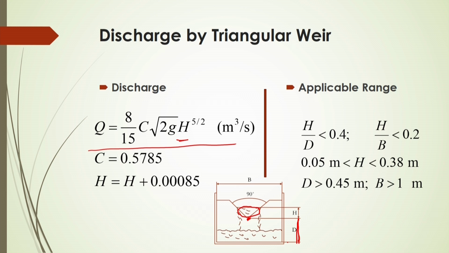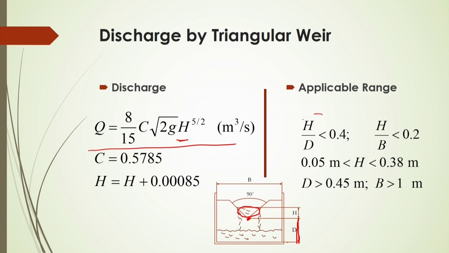This equation will give you what will be the discharge, and C is called the weir constant, it is generally 0.5785 for triangular weir. This type of equation is generally an empirical equation, and it is actually valid only within a certain range of flow rate and also our geometrical variables.